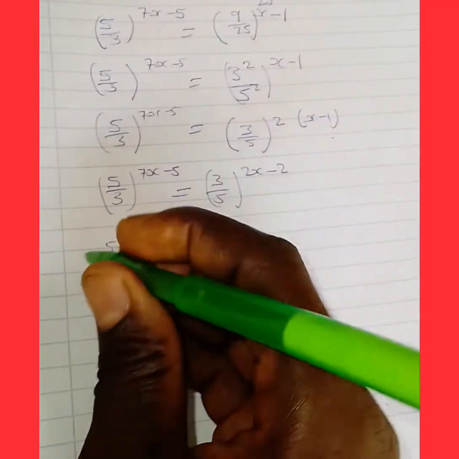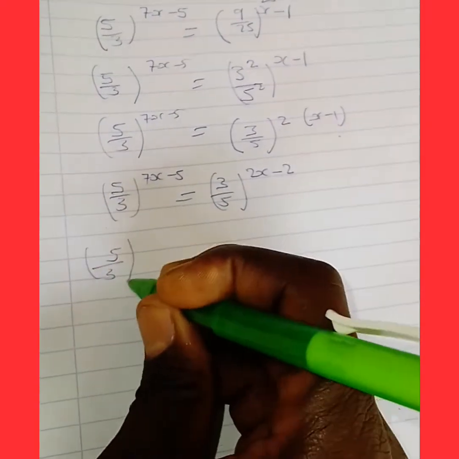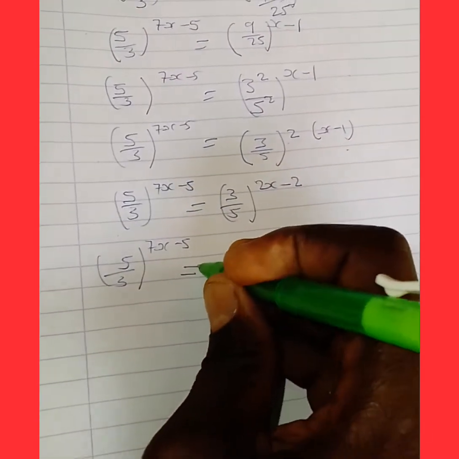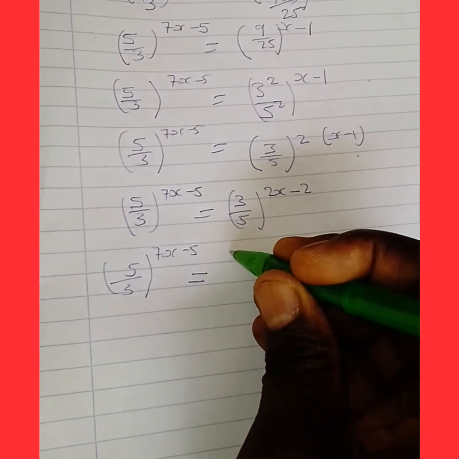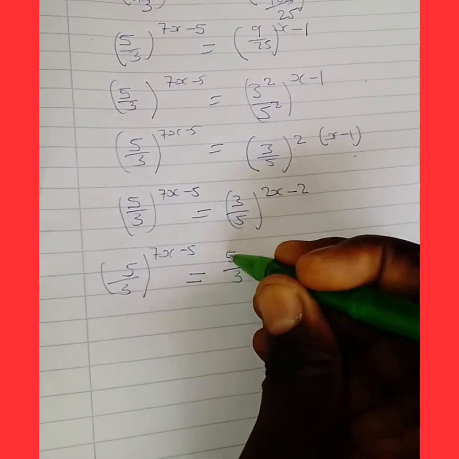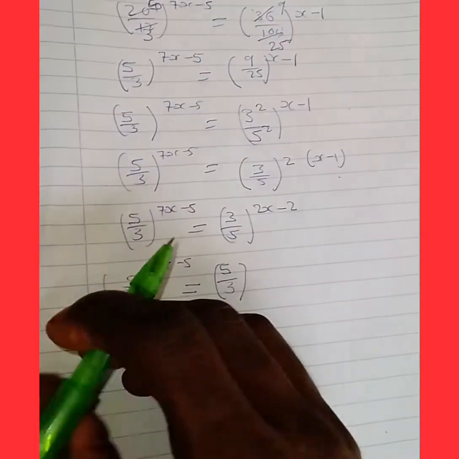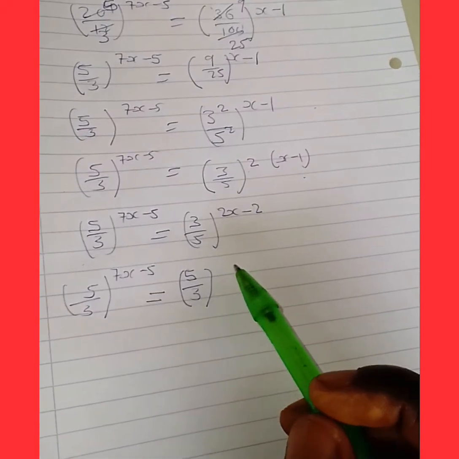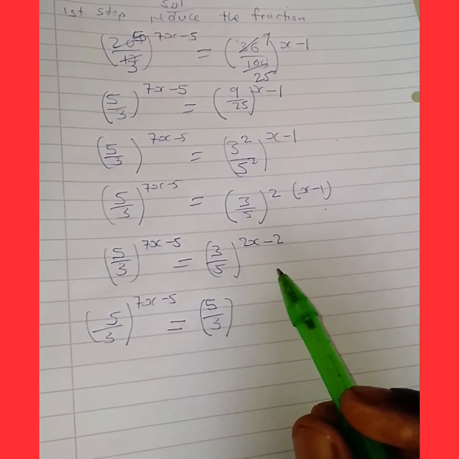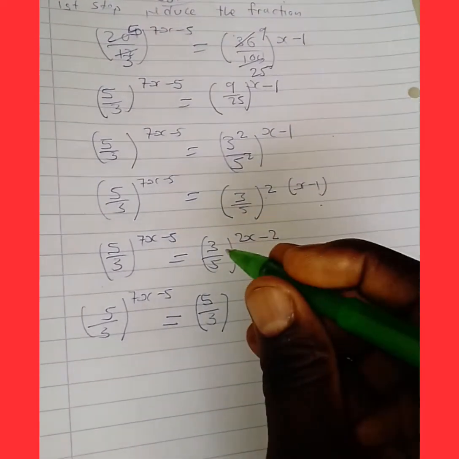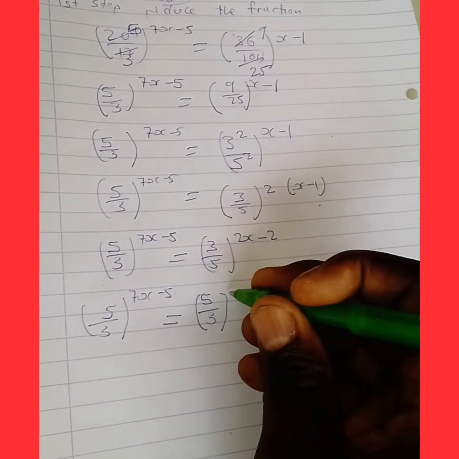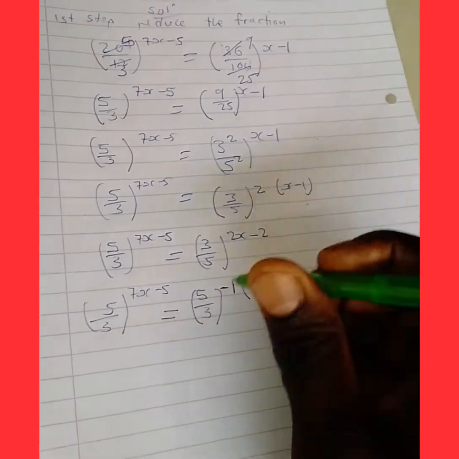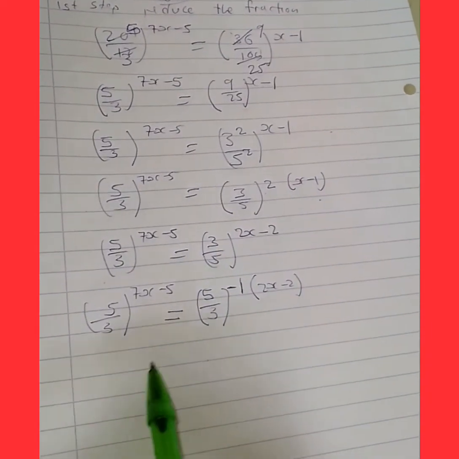So I will maintain this (5/3)^(7x-5) equals, I will now reverse the numbers, take the denominator up and bring down the numerator. But in indices, whenever you reverse a fraction, if the power was positive, we expect the power to change to a negative, or if the power was negative, it will change to a positive. So since we reverse, we will have negative 1. Open bracket, you maintain your powers. Now you can see the bases are the same.